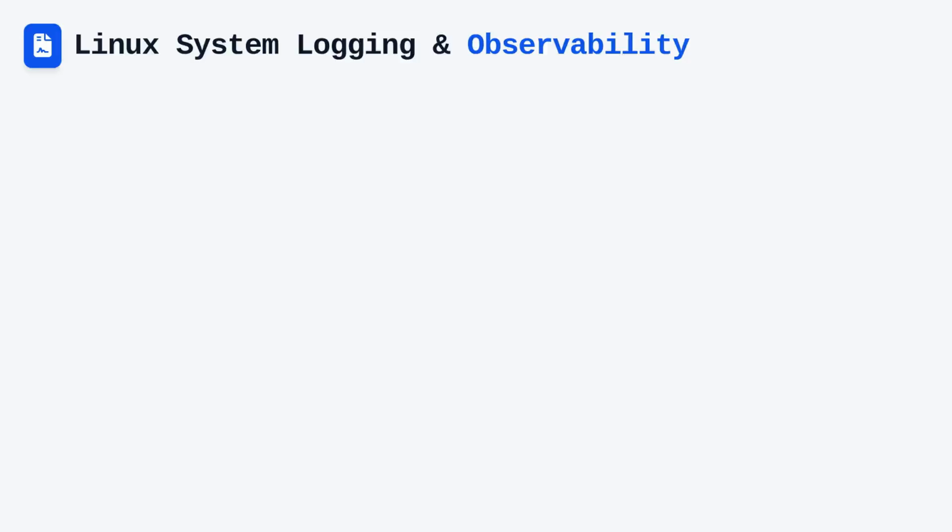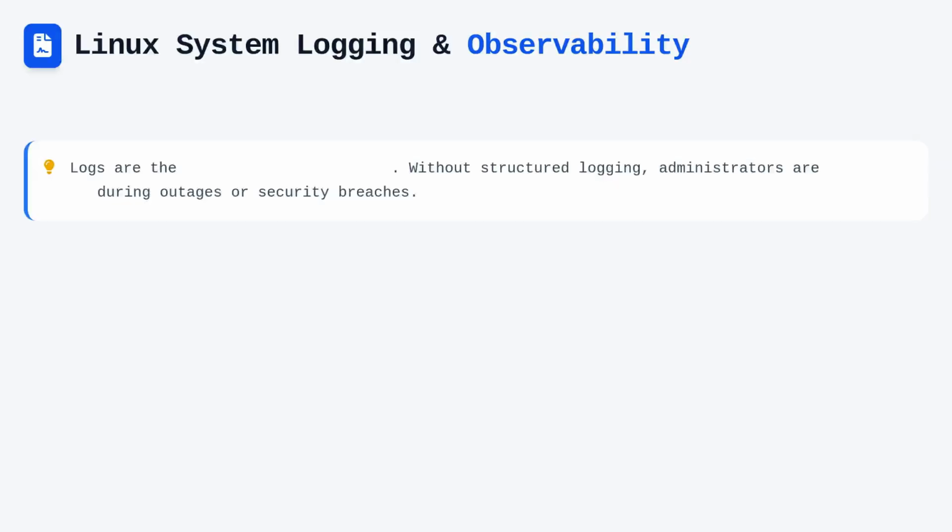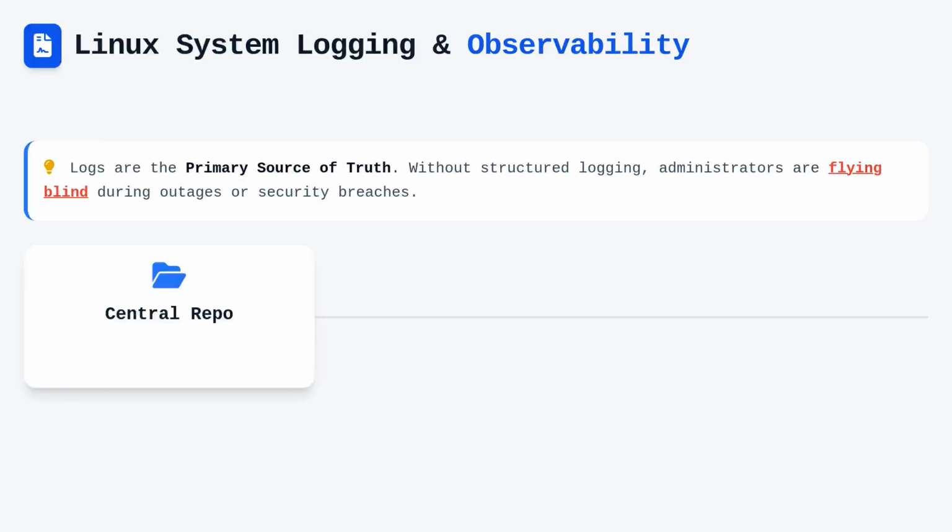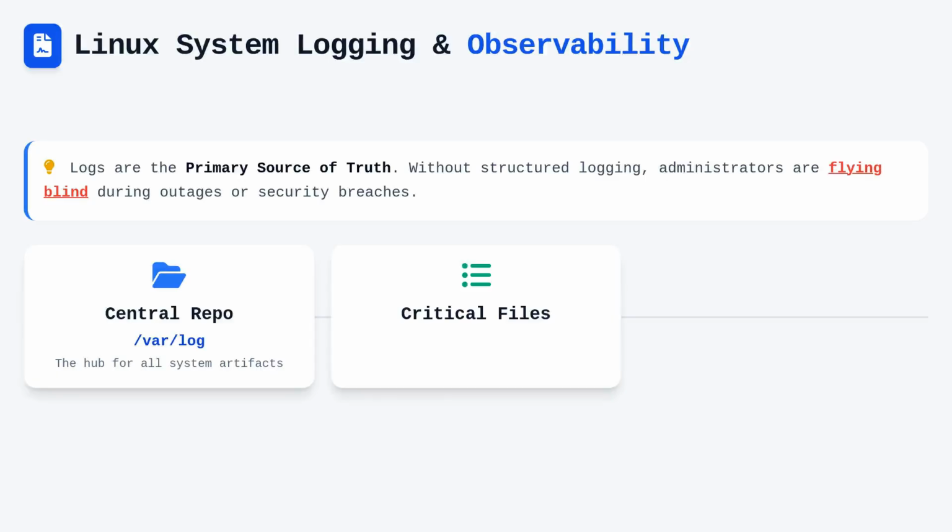In any production environment, logs serve as the primary source of truth for understanding how a system behaves under load or when things go wrong. Without a structured approach to logging, an administrator is essentially flying blind, unable to correlate specific user actions with system instability or security breaches. The Linux directory located at /var/log acts as the central repository for most of these artifacts, containing everything from authentication attempts to kernel messages.